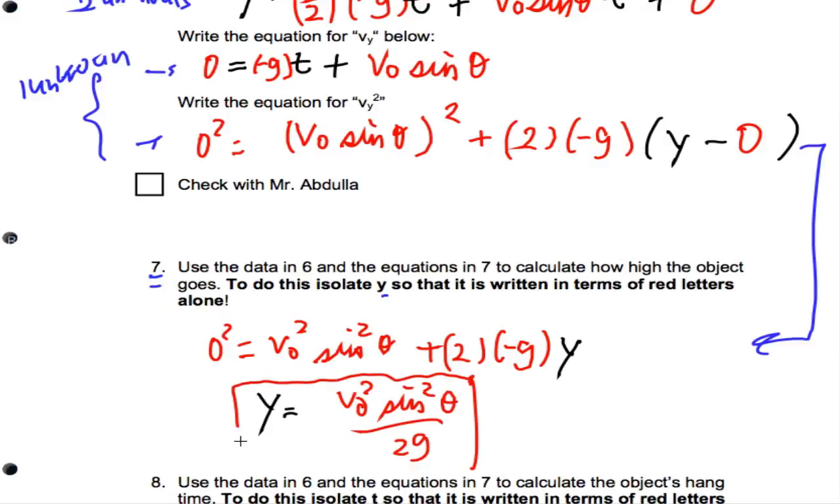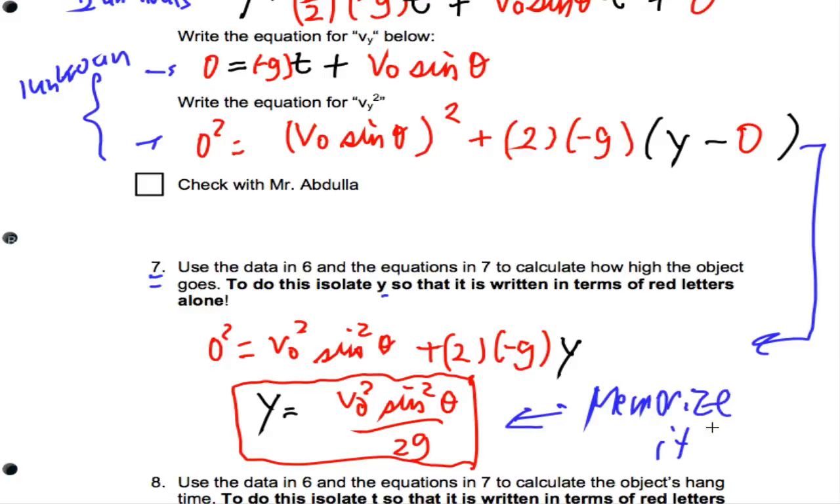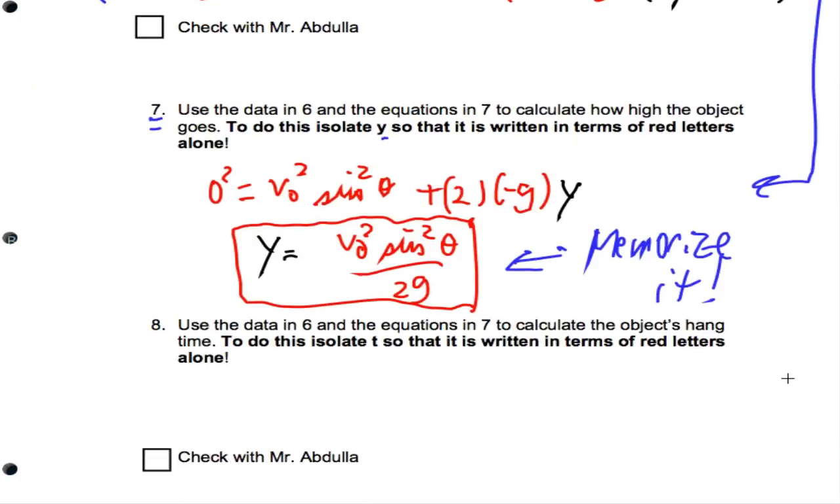This formula here, let me be very clear on this. You will need to memorize it. Okay? I have said it a week before your exam. Get it memorized. All right.